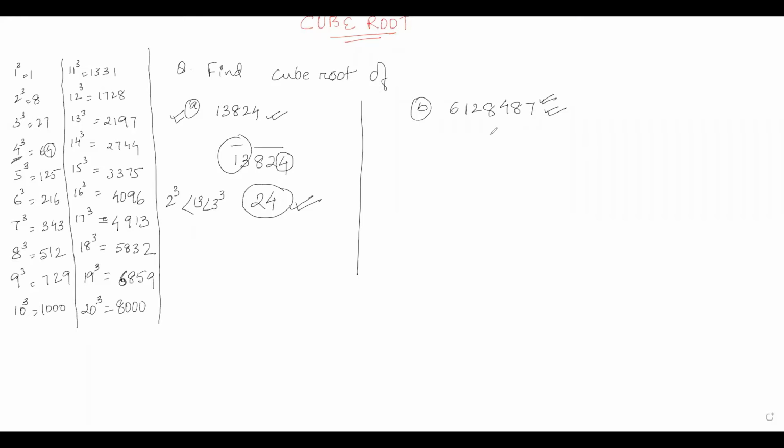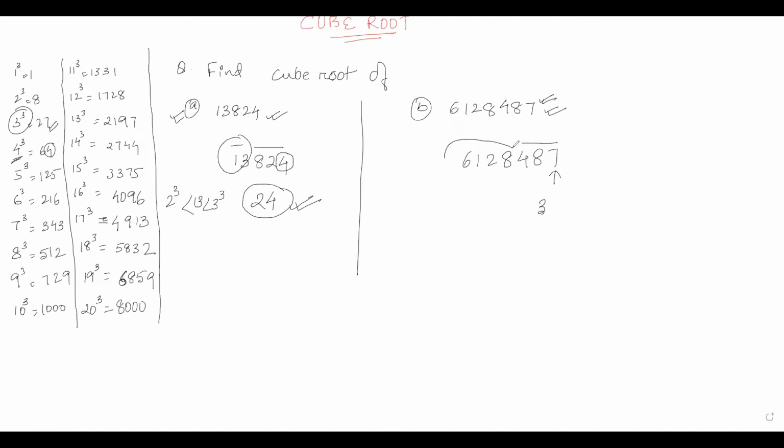Let us see the answer for the B part as well. Here we need to find the cube root of 6128487. Again, the 3 digits from the right-hand side are 487, so here the unit digit is 7. We need to see the cube of the number whose unit digit is 7. If you look in that table, this is nothing but 3 cube. So this would be 3 here.